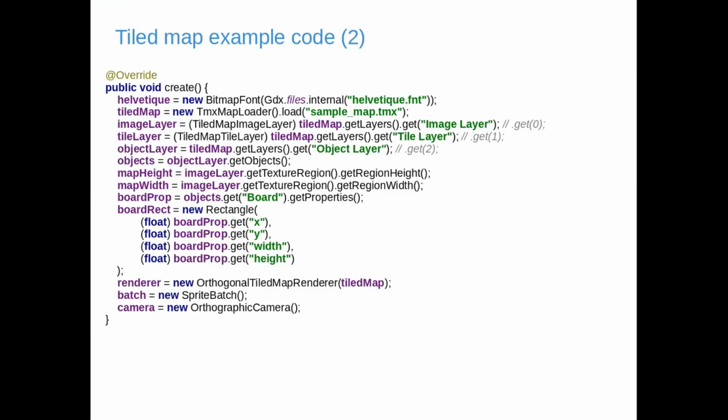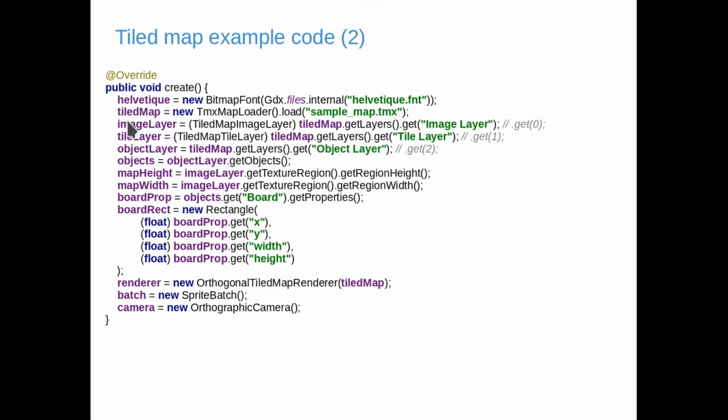And in create, I populate all of these fields. So I load the bitmap font. To load the tiled map, I use a special object called TmxMapLoader, and it has a method load, and you just give it a file name. By default, it looks for this file inside the jar file. If you want to load it externally, it has a special component called resolver, which you need to replace. And if you want, you can direct this map loader to look in the external file system or somewhere else.